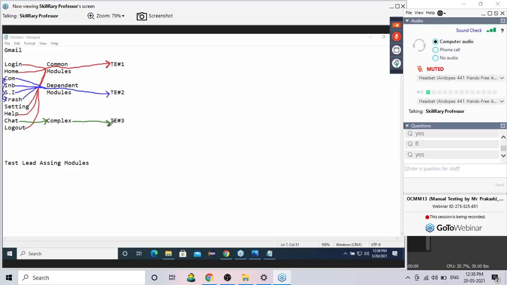So since it's a very complex module, only this one module, let me hand it over to test engineer number 3. So the lesson learned is, guys, whenever modules are assigned to the test engineers, they are assigned according to the common modules, dependent modules and complex modules. Can it happen that one more complex module is also given to test engineer 3? Possible, not possible? Correct? 100% possible.